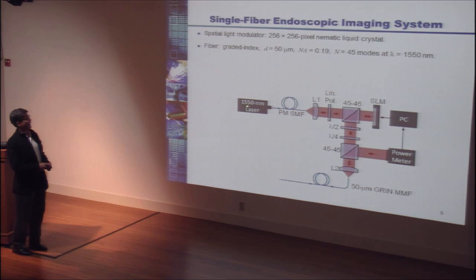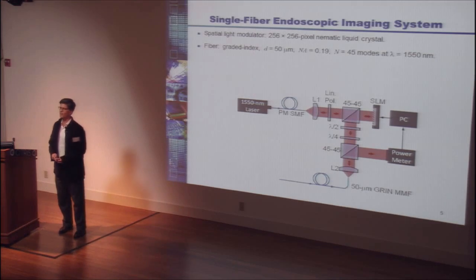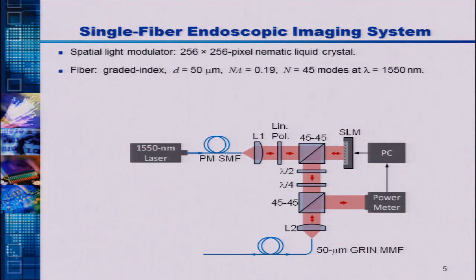So we launch light at 1550 nanometers, and basically it bounces off a spatial light modulator and goes into a fiber, a multimode fiber. This is a standard datacom fiber. It's actually a Corning fiber, and it's 1 meter long. And that's our endoscope. And this fiber only supports 45 modes at 1550 nanometers, 45 spatial modes.